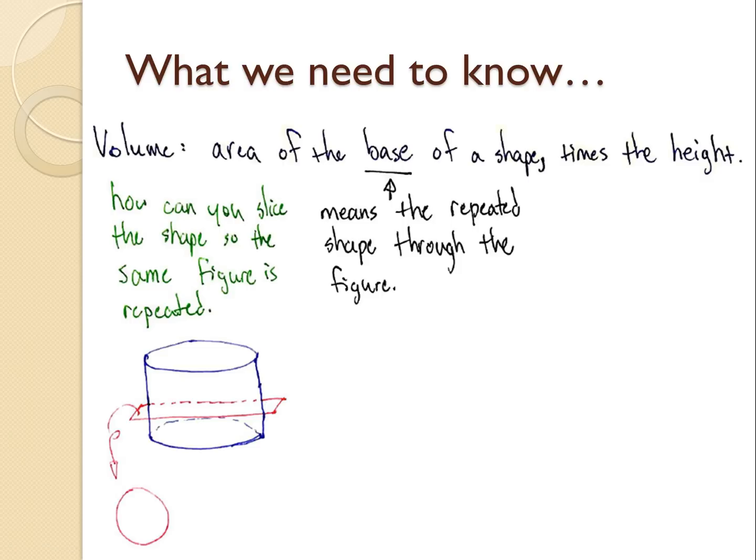For example, if I take a cylinder and slice it right across the middle, and I slice it that same way all the way through the shape, I get the exact same figure, a circle, over and over again. That's the key. You have to find the area of this repeated shape, the base, and multiply it times the height of the figure. How do I find the area of a circle? While that might be a 6th or 7th grade topic, as a reminder, it is pi r squared. That is the area of a circle. And h is just the height of the cylinder.